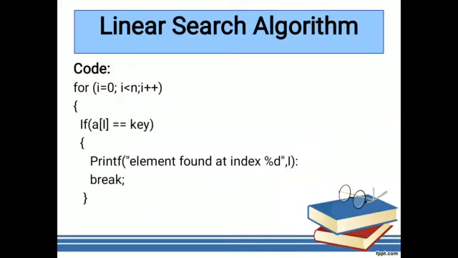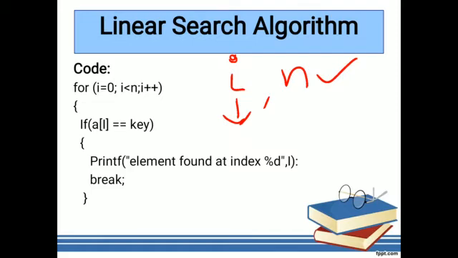So we'll see how we will write the code. The logic is simple: we need to consider a loop. Here a for loop is considered and we are considering two variables. One is i, another one is n. Here n represents the total number of elements in the array, and i is nothing but the index value of the array.